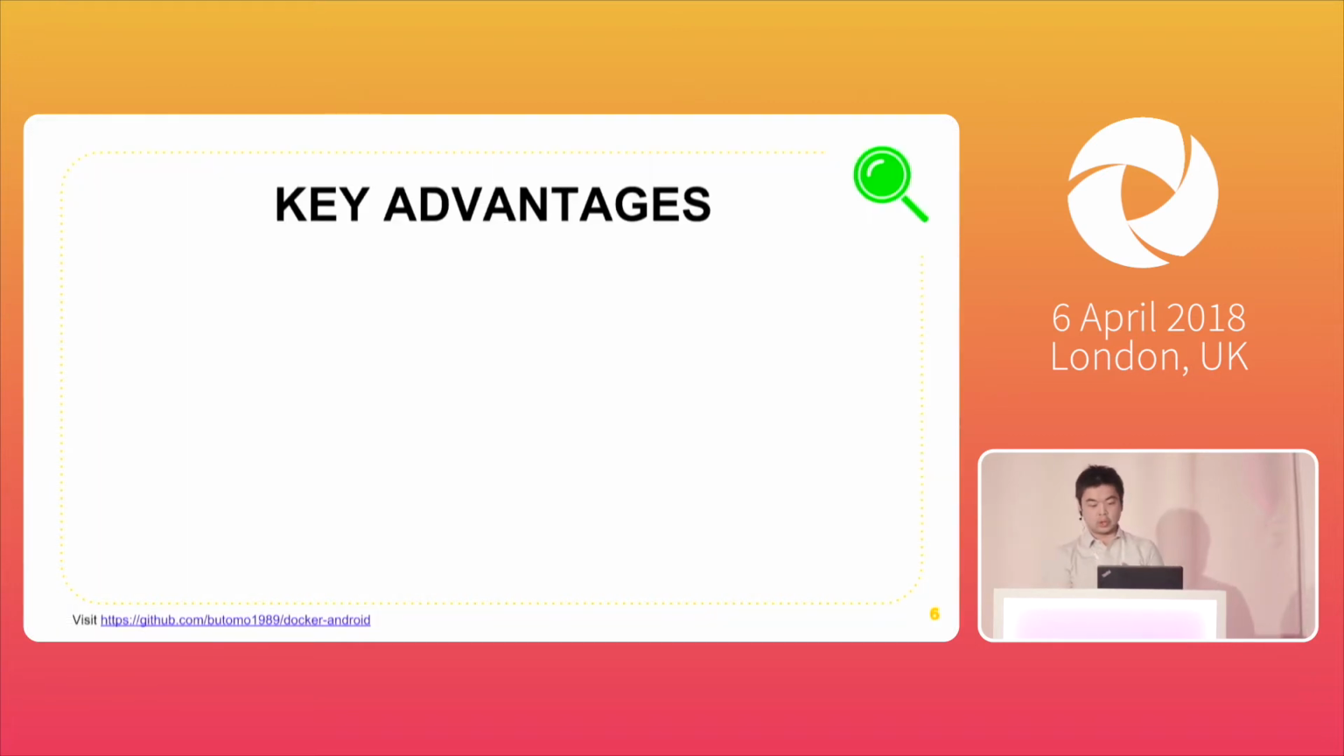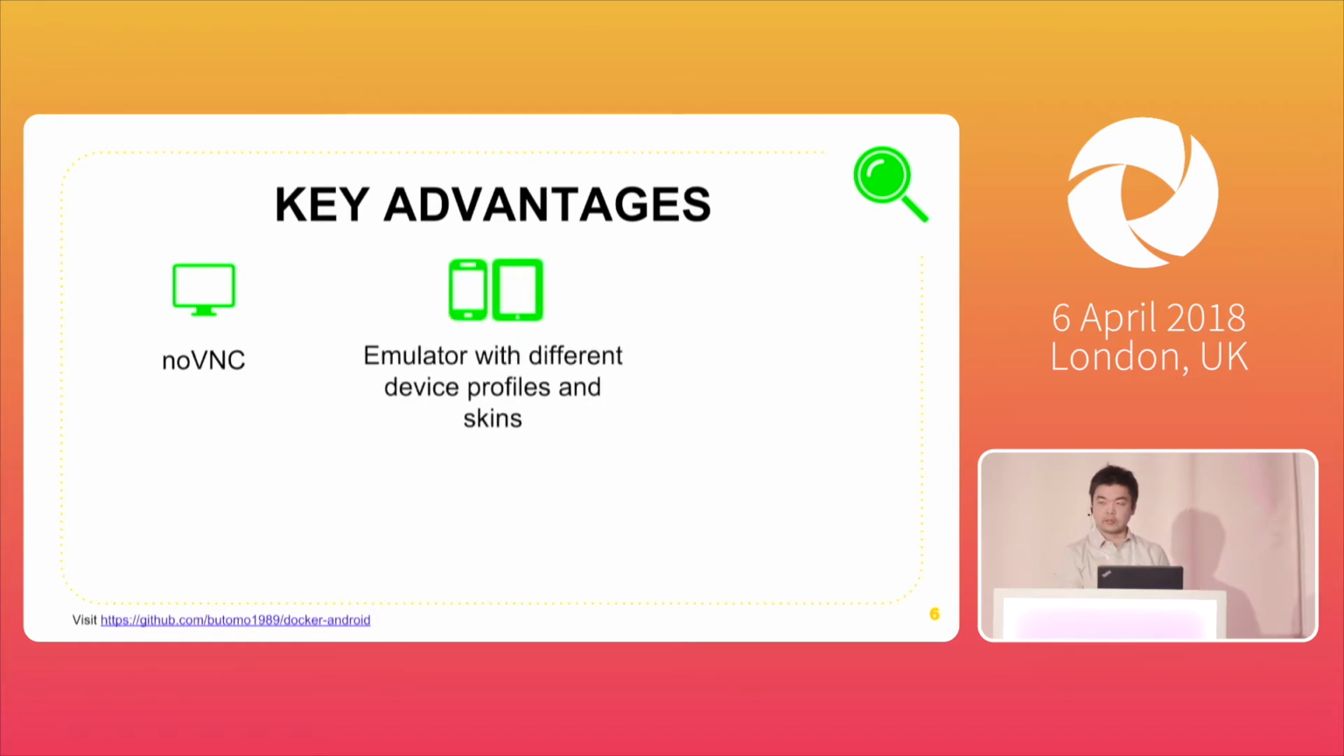Okay. On GitHub, you will find a lot of DockerAndroid projects. So what are the benefits of using mine? First, it supports noVNC, so you can see what happens inside the container. And for emulators, it has different device profiles and skins. For example, Samsung Galaxy S6, Nexus, LG Nexus 4, and also HTC Nexus 1, etc.